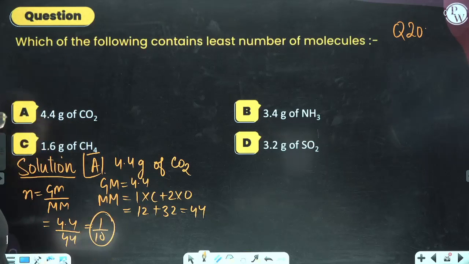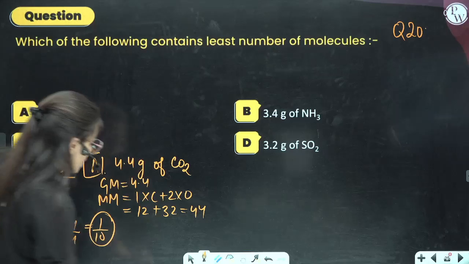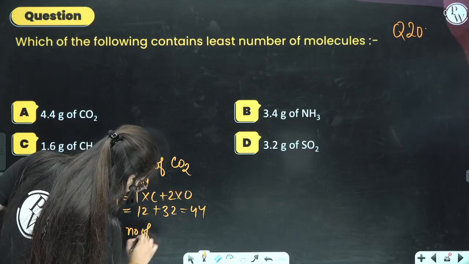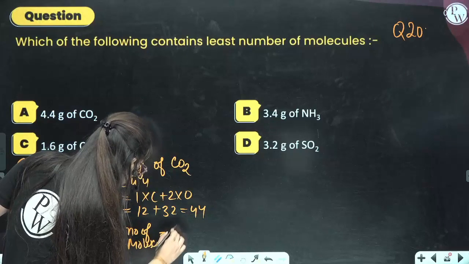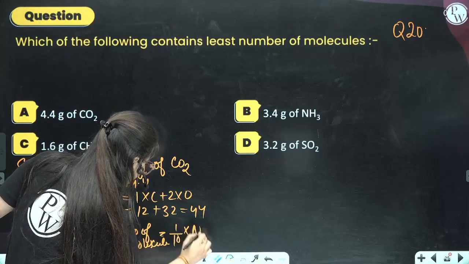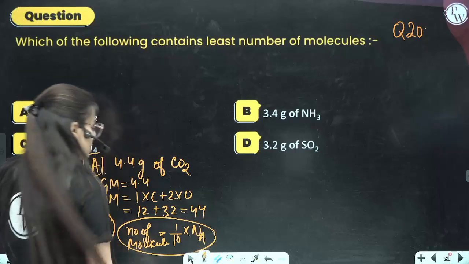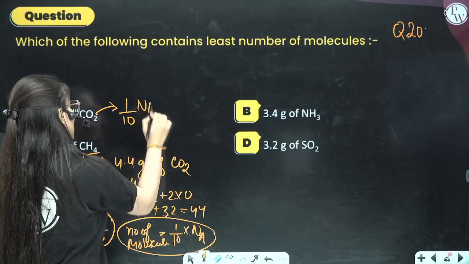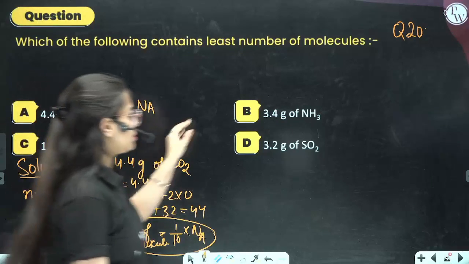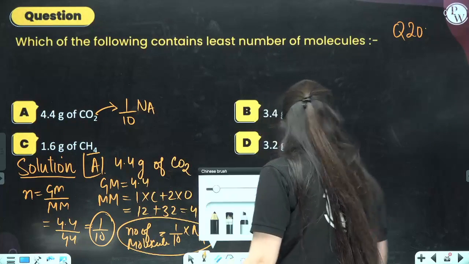Now this is number of moles, but they are asking number of molecules. So number of molecules, students, will be number of moles into Na. So this is 1 by 10 Na. Number of molecules comes out to be 1 by 10 into Na, where Na is Avogadro number.